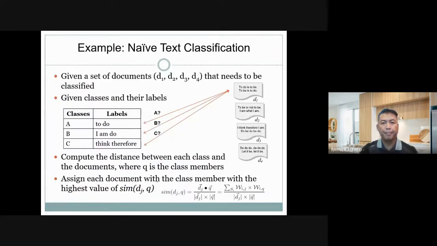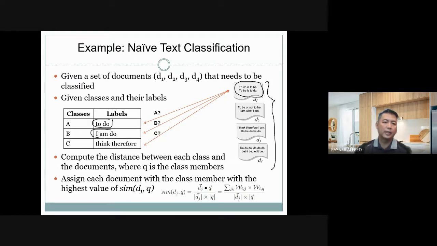So this is the example that we have. For example, we have documents 1, 2, 3, and 4 here, and we have classes A, B, C, and the label is this. For each of the documents that we have, for document one, we want to find whether it belongs to A or B or C. So how do we perform that? We just measure the distance between this document and the label that we have.